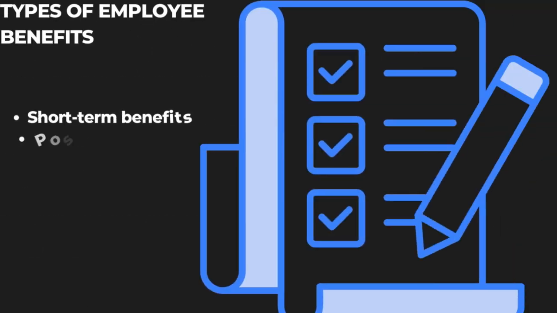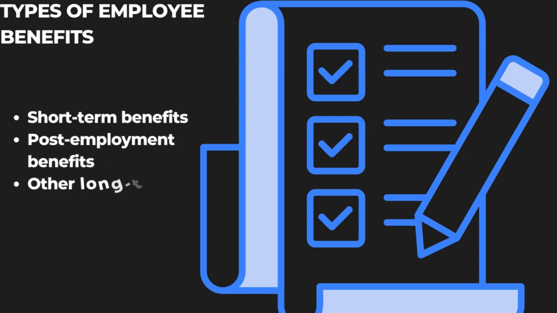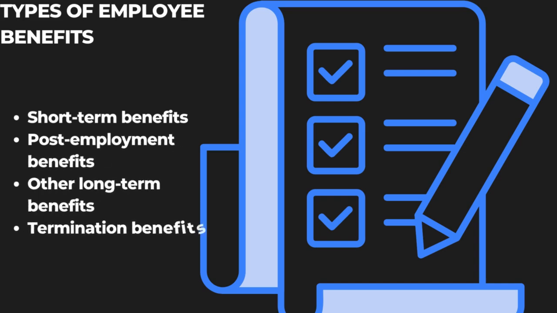Employee benefits are classified into four categories. Short-term benefits include salaries and bonuses. Post-employment benefits cover pensions and gratuity. Other long-term benefits include long service leave, while termination benefits arise from contract terminations or restructuring.